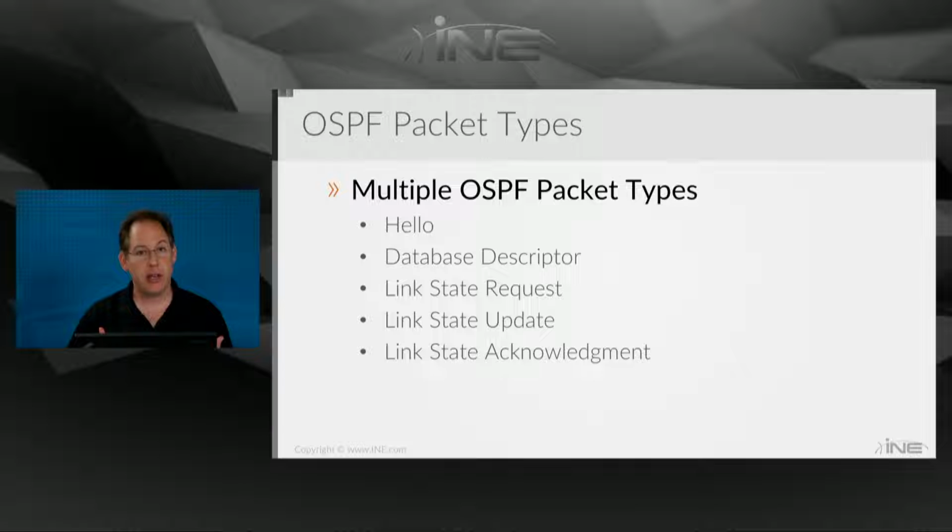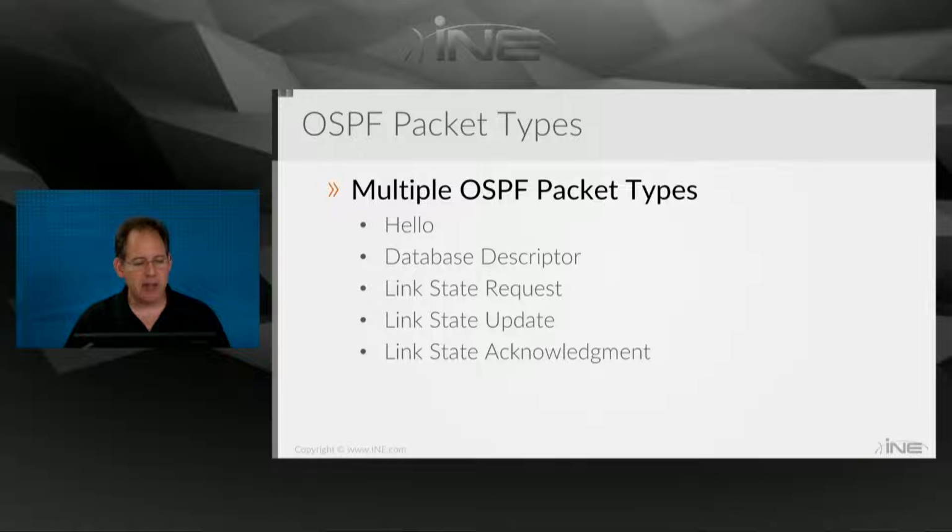We have the OSPF hello, and just like you could guess, that's used to dynamically discover OSPF neighbors and to maintain OSPF neighbor relationships, what we call adjacencies. Then we also have these other packets which are used in the process of building a neighbor relationship, the database descriptor and the link state request. You will only see those when a neighbor relationship is very first being built. After that neighbor relationship is up and maintained, you won't see those again.